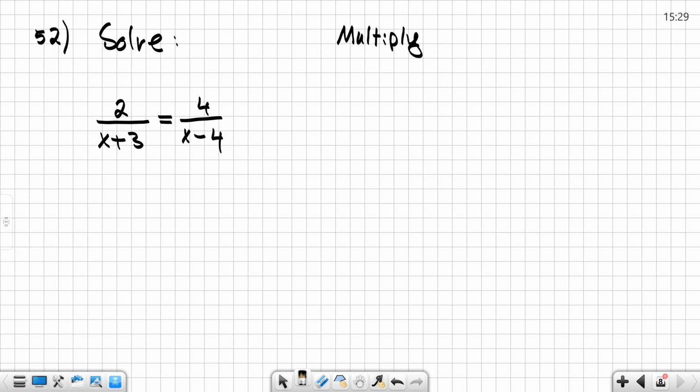Multiply both sides with the LCD, the least common denominator. This trick is always the same. When you see fractions inside an equation, you multiply both sides with the least common denominator.